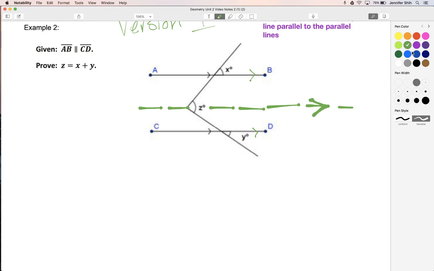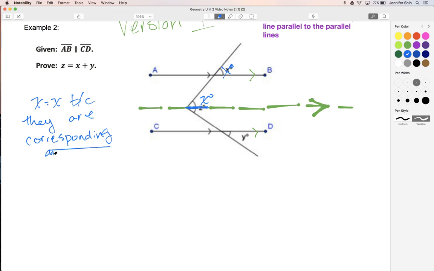Let's color code X. X is this angle. I'm going to cover up Z by Z. Z is going to be those two angles added together. So if this angle is X, this angle is X. Why? X is equal to X because they are corresponding angles. How do I do that? Push a magic button on this pen. They are corresponding angles in this case.